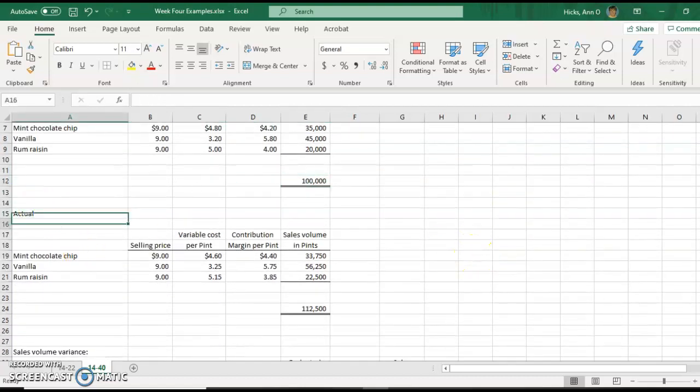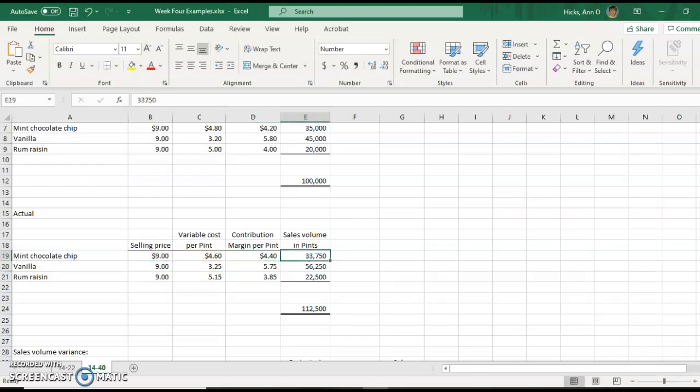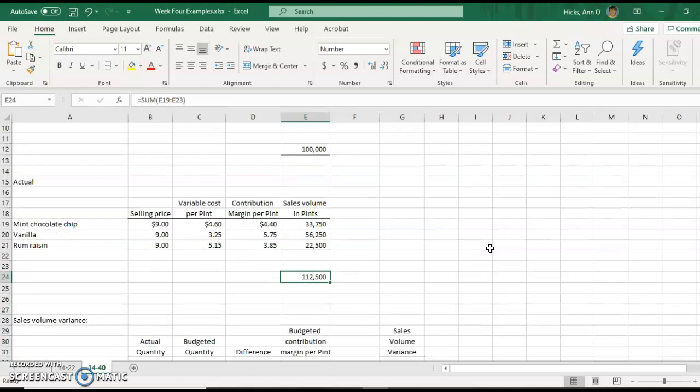Now, here's what actually happened. We did indeed end up selling our ice cream for $9 a pint, but our variable cost per pint ended up being a little different, $4.60, $3.25, and $5.15, thus leaving us with a different contribution margin per pint. And then our sales volume ended up being a little different. We sold fewer of mint chocolate chip, more of vanilla, and more of rum raisin to result in a total sales of 12,500 more pints of ice cream than we had budgeted.